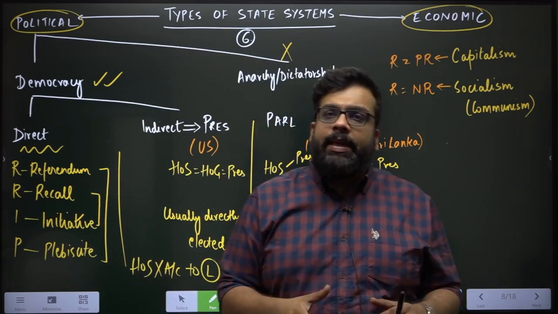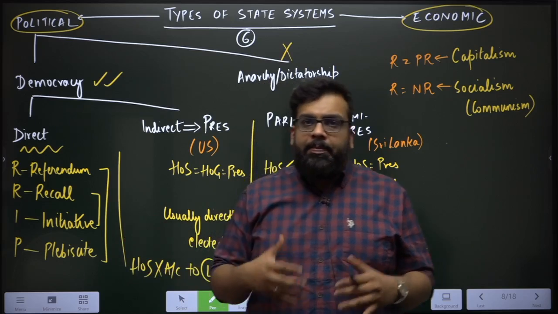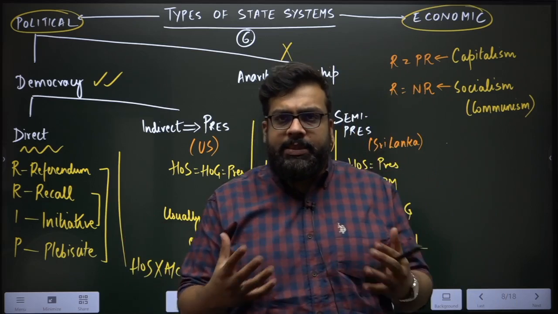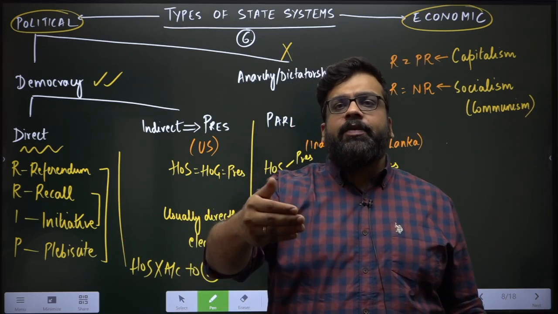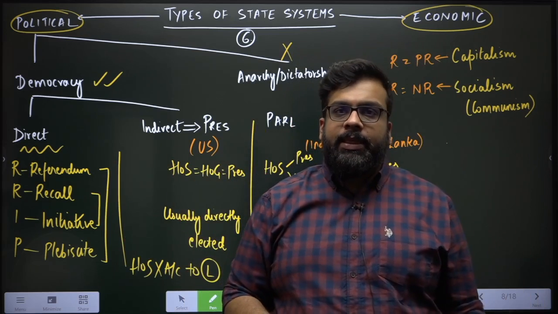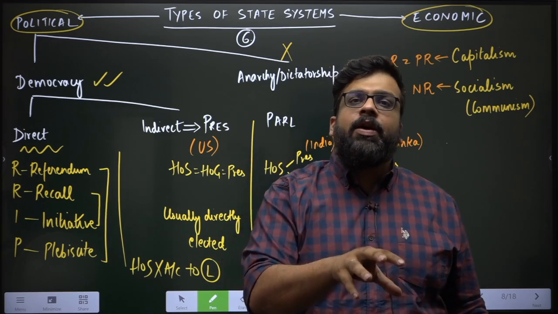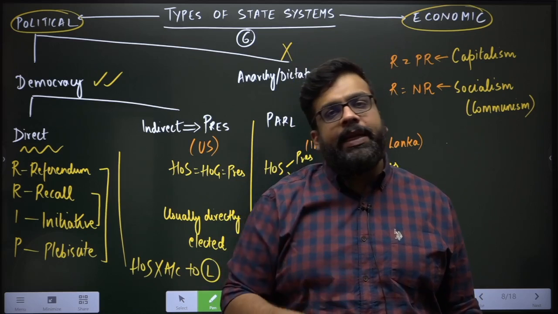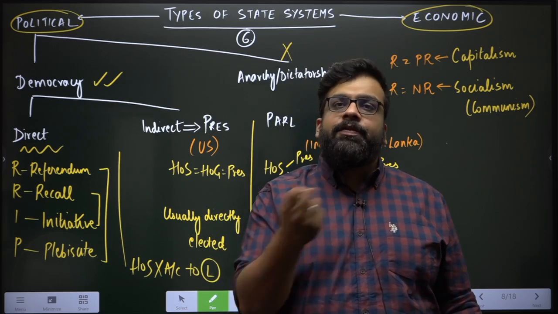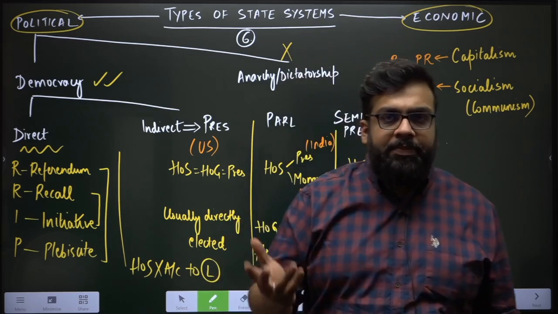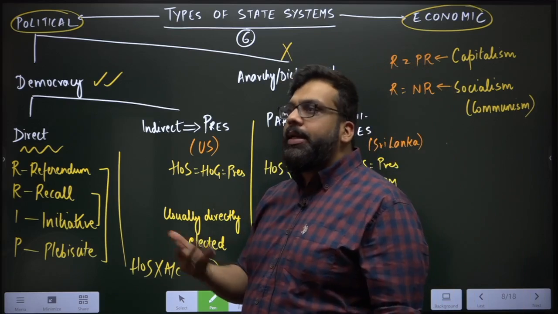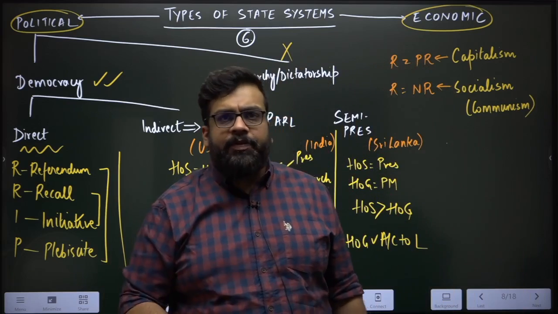So what happens in an initiative is that the people of a region or a country or a state or a population propose that the government should do something. The formulation of a policy, the formulation of an idea comes from the people. That's called initiative. For example, you could say the net neutrality movement in India was an example of initiative.